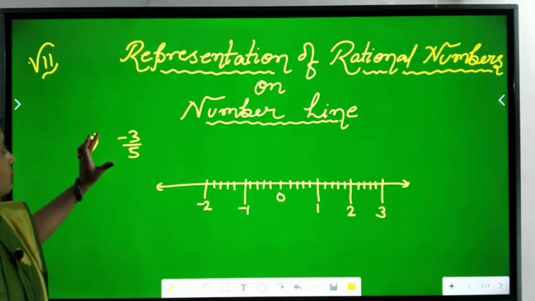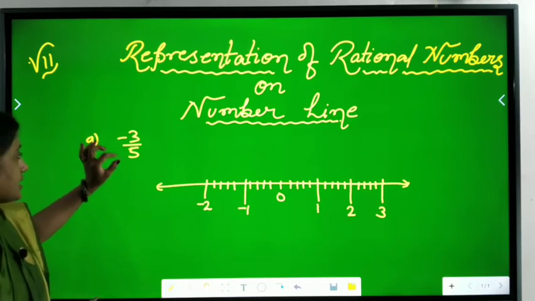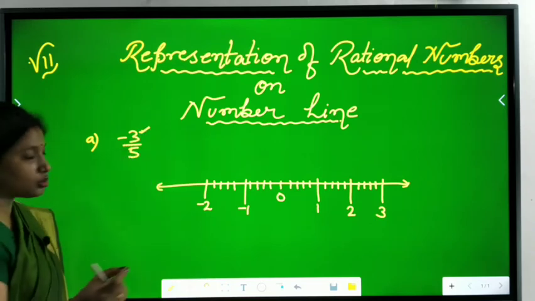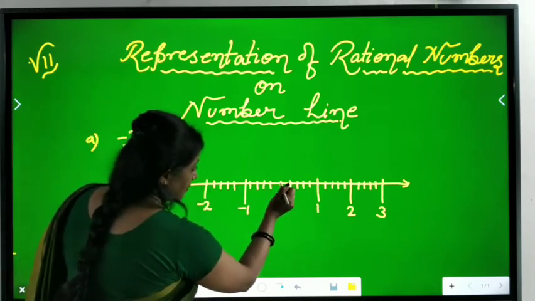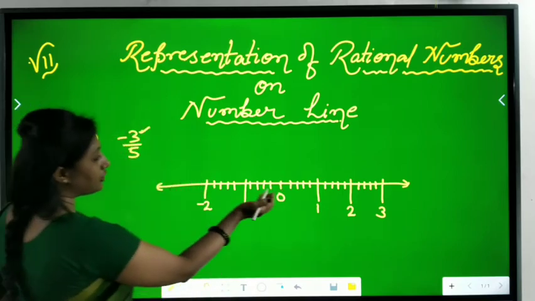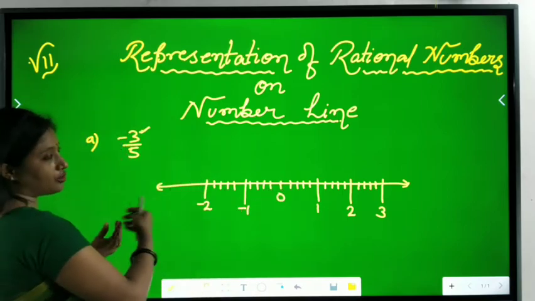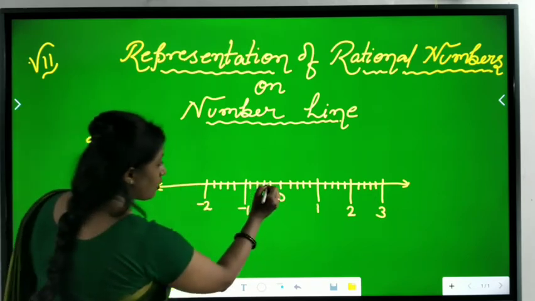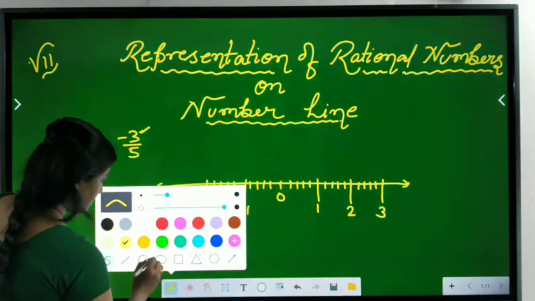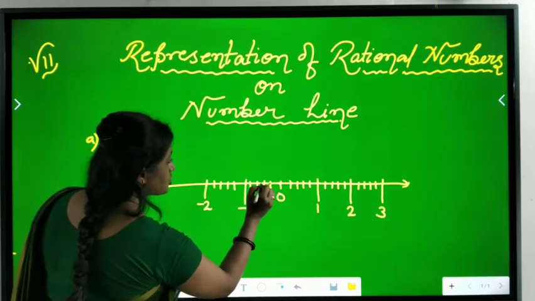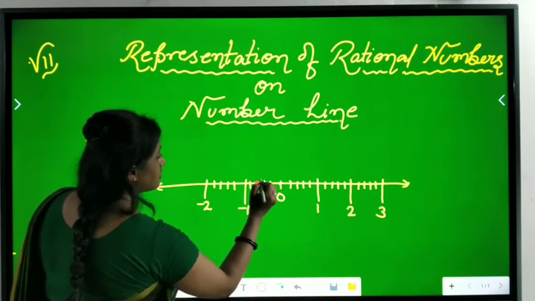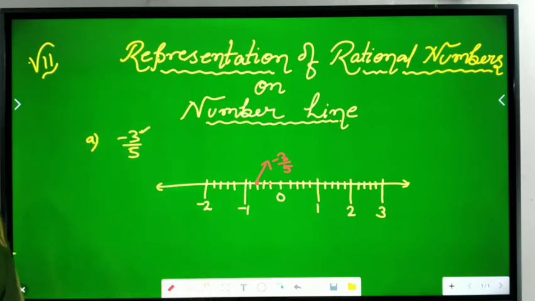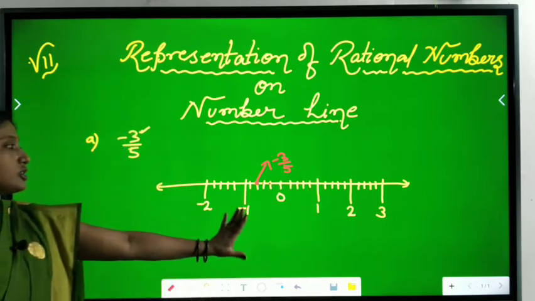Now we have to see what rational number has been given here. That is minus 3 by 5. So look at the numerator. The numerator is minus 3. To find minus 3, we will go to the left side because negatives are on the left side. So from 0 you start counting 3. 1, 2, 3. Just look at here. This is our minus 3 by 5. So this way we can represent a rational number on the number line.